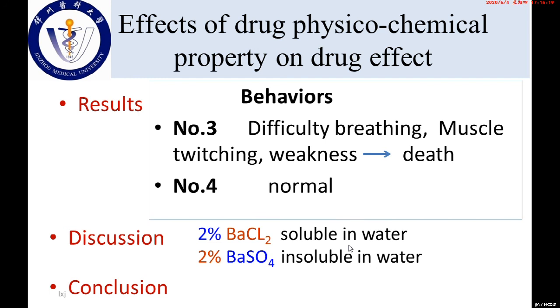So, for this experiment, make a conclusion. You know, these are two barium salt preparations. They have different physical chemical properties. They have different water solubility. So they have different pharmacological effects. Actually, they have different effects on the mouse. So the physical chemical property of the drug has effects on the drug effects.